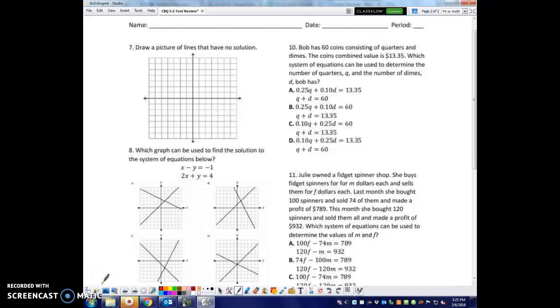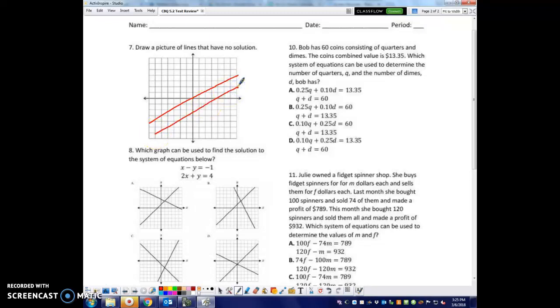Okay, so here's part 2. We're on the back side of your worksheet. So, number 7 says, draw a picture of lines that have no solution. Remember, no solution means they never ever cross at all. The only lines that never cross at all are parallel lines.